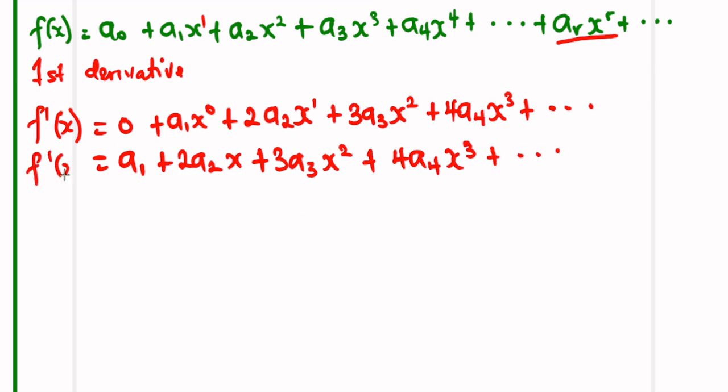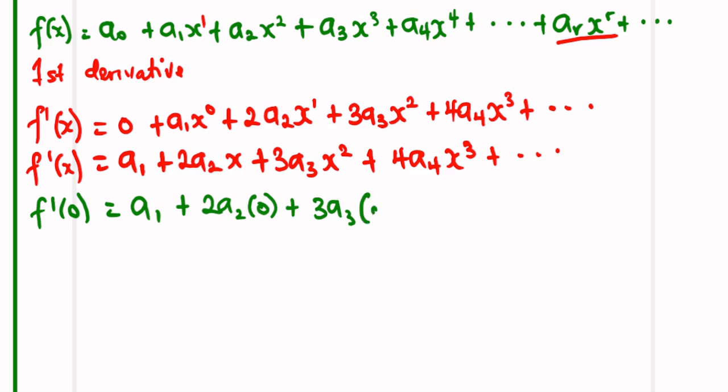Now this is f prime of x, but we are substituting x to be 0. So this should give us f prime of 0 equal to a1 plus 2a2 times 0, plus 3a3 times 0 squared, plus definitely 0 cubed is also 0. So let's just keep it like this. Now f prime of 0 is equal to a1, because this is 0, this is 0. Multiplied by 0 is 0, multiplied by 0 squared is also 0. So f prime of 0 is equal to a1.